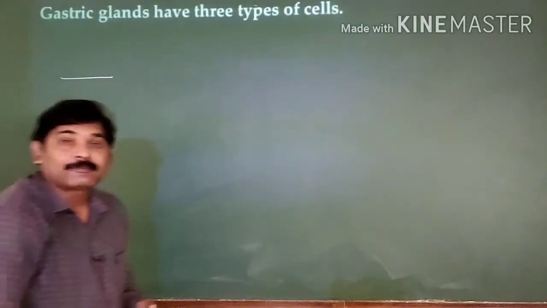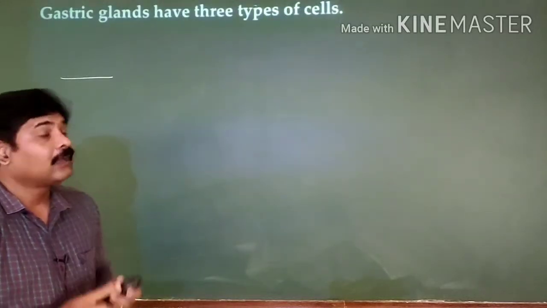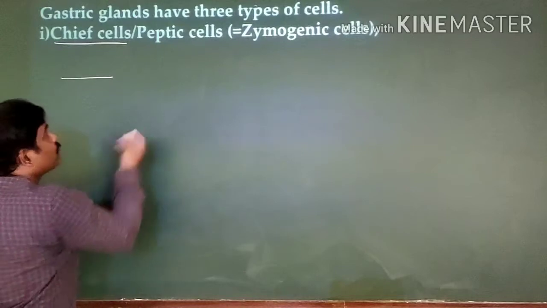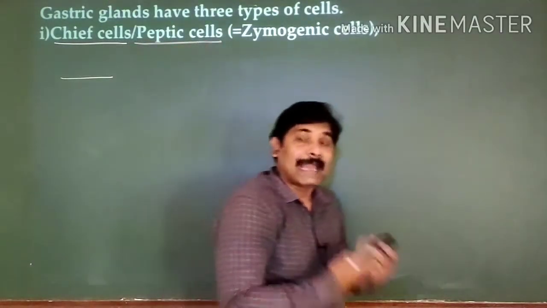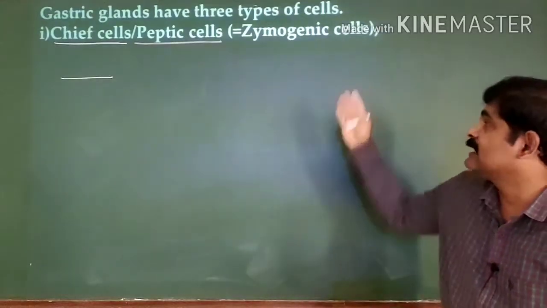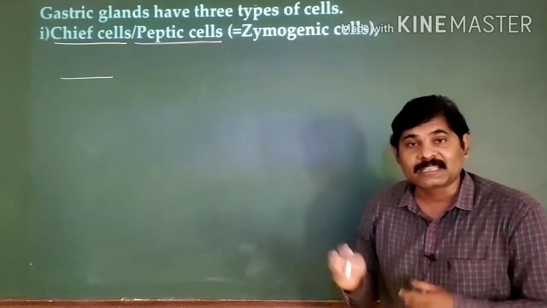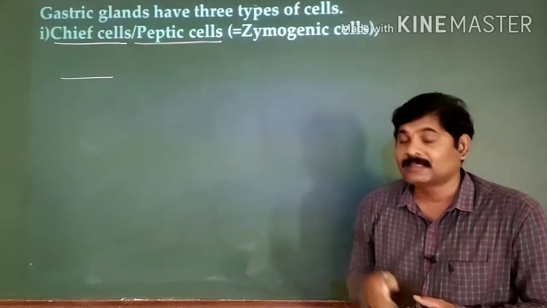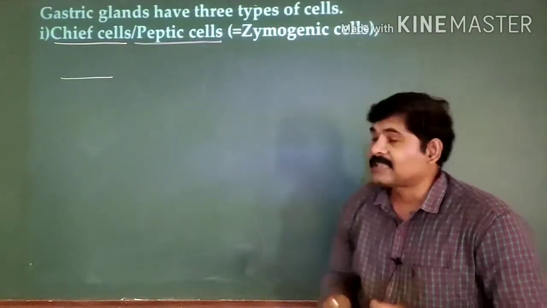See, the three different types of cells are present in the gastric glands. Among them, the first one includes the chief cells, otherwise known as peptic cells. They have another name: zymogenic cells. The reason for giving this name is that they produce zymogens, a kind of proenzymes. That is why they are also called zymogenic cells.